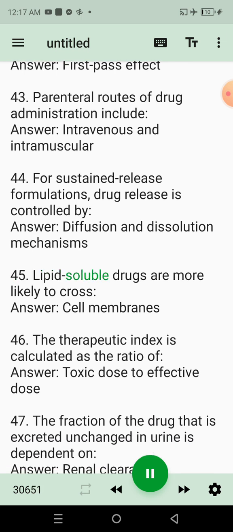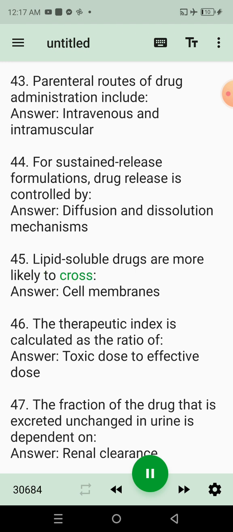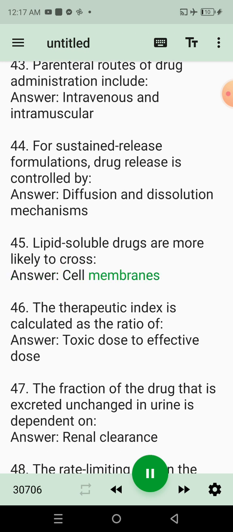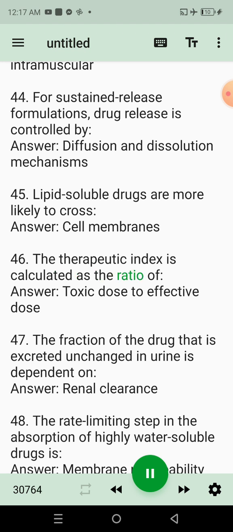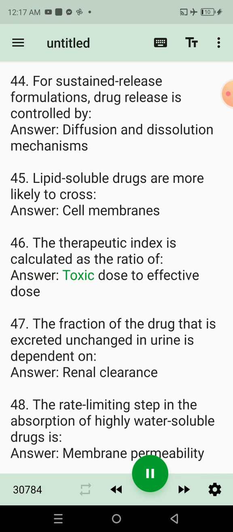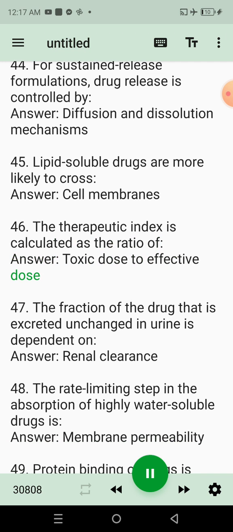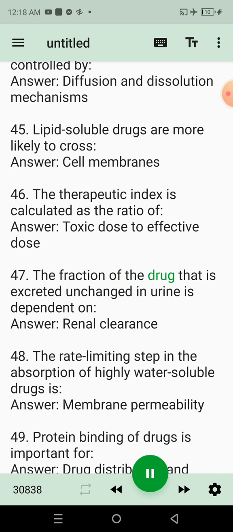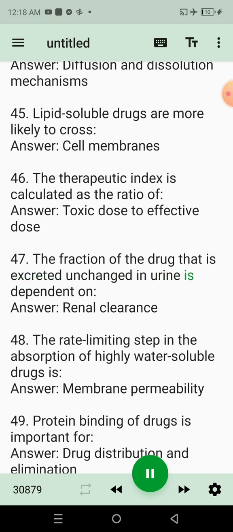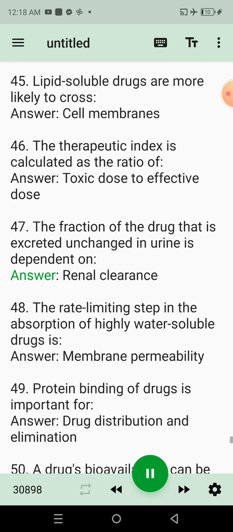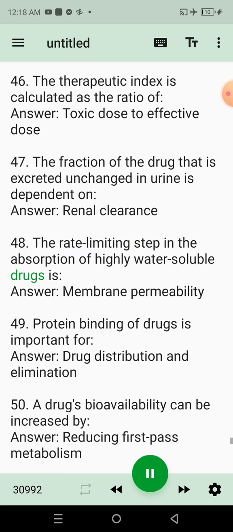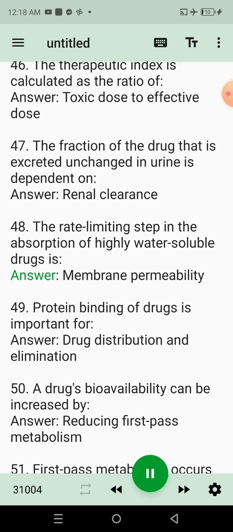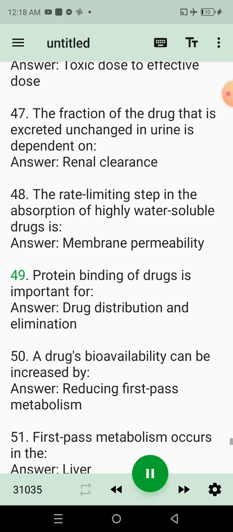45. Lipid-soluble drugs are more likely to cross. Answer. Cell membranes. 46. The therapeutic index is calculated as the ratio of. Answer. Toxic dose to effective dose. 47. The fraction of the drug that is excreted unchanged in urine is dependent on. Answer. Renal clearance. 48. The rate-limiting step in the absorption of highly water-soluble drugs is. Answer. Membrane permeability. 49.